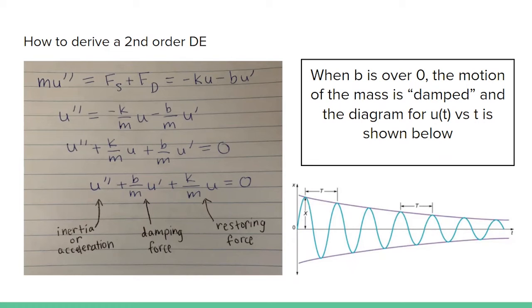In this differential equation, when b is greater than 0, the motion of the mass is called damped, and the diagram for u of t versus t is shown below. As you can see, it oscillates until there's no longer any displacement or movement, basically.